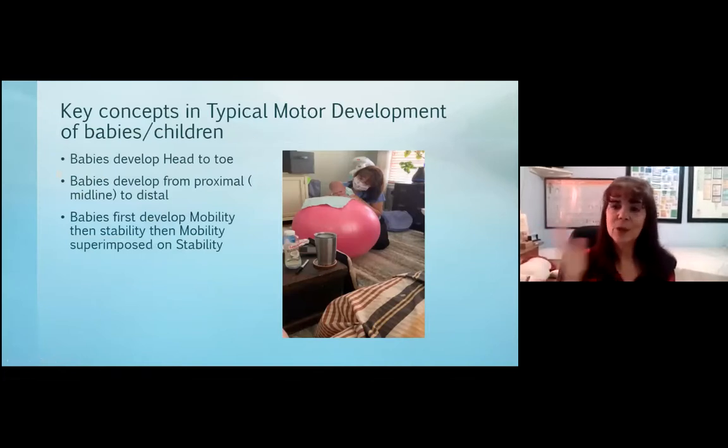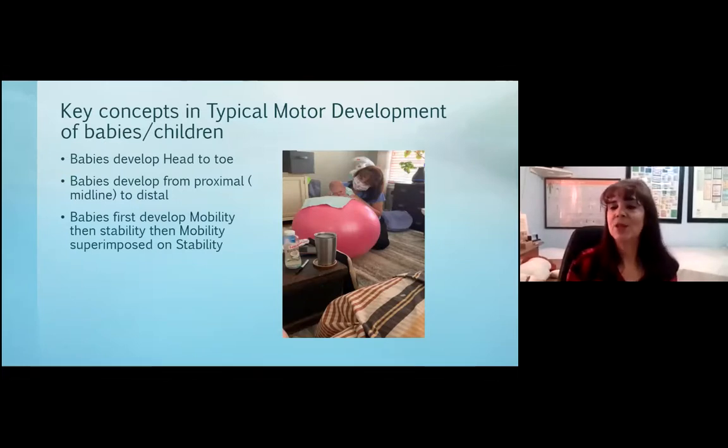So we're going to talk about some of those things that we were seeing as we go through development. We're going to talk about how they cheat in how they move and how that changes how they develop. So I think it's really important that we understand how typical development occurs so that we can understand where do our kids with hypotonia start to lose ground and lose skills. These are just 3 very important concepts that I want to mention.